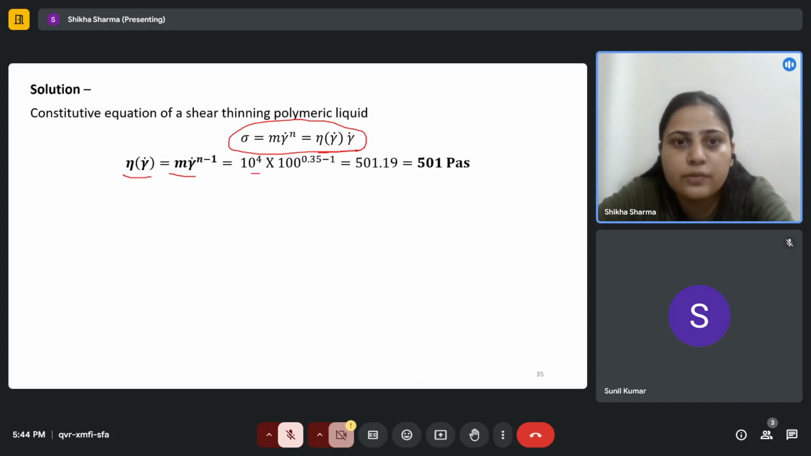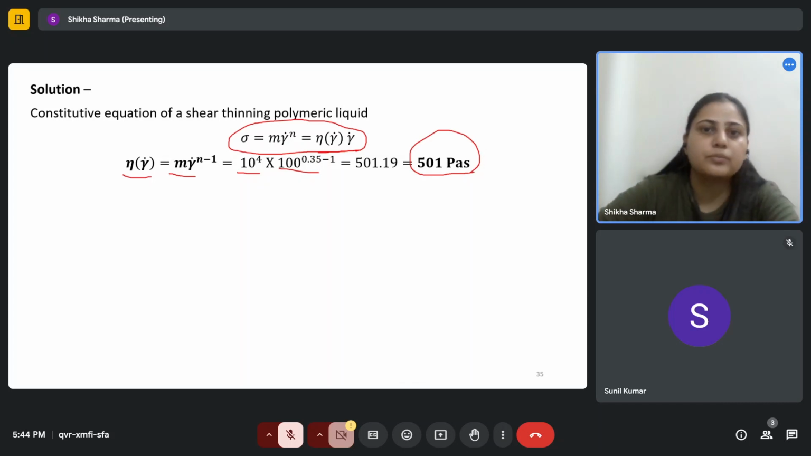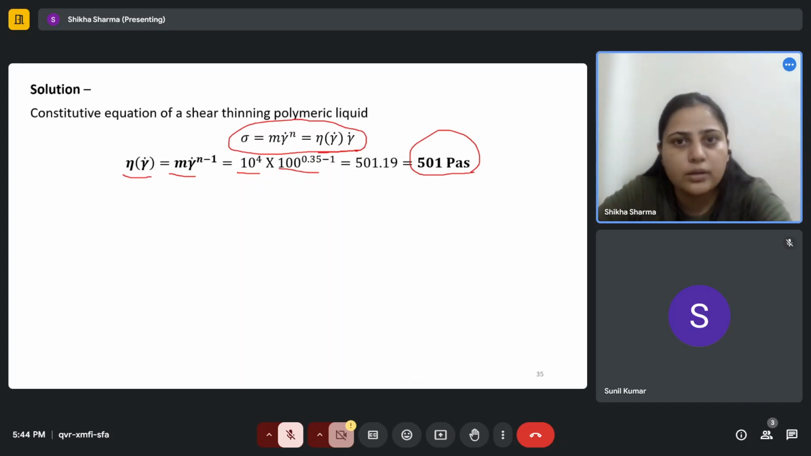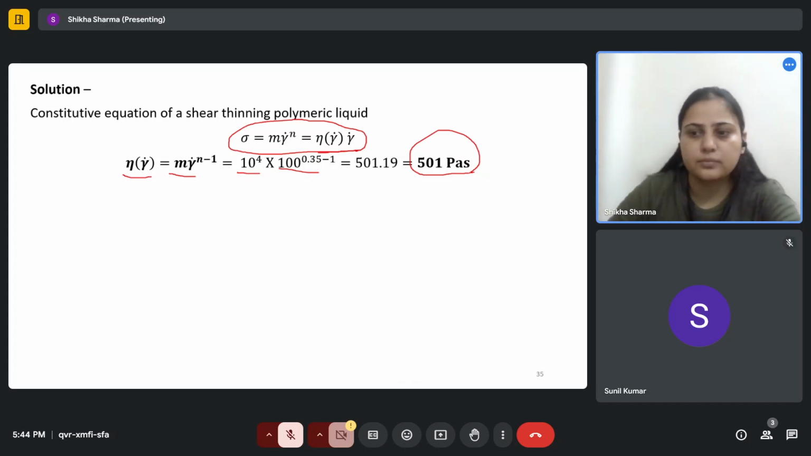So the m value is given in the question as 10 to the power 4, shear rate is given as 100, and the n value is given as 0.35. So we can put 0.35 minus 1 as the power of 100, into 10 to the power 4, which is nothing but 501 Pascal second, our apparent viscosity. So can we move to the next question?